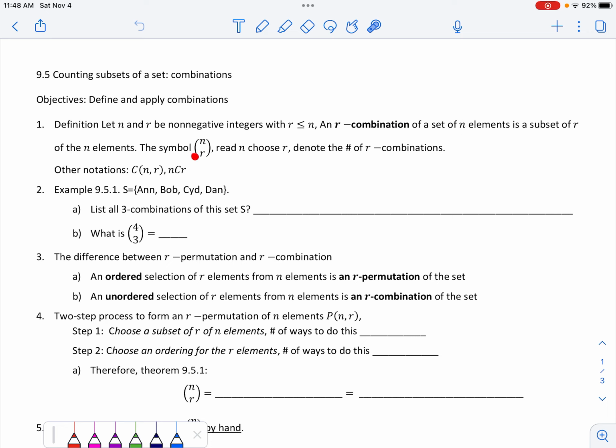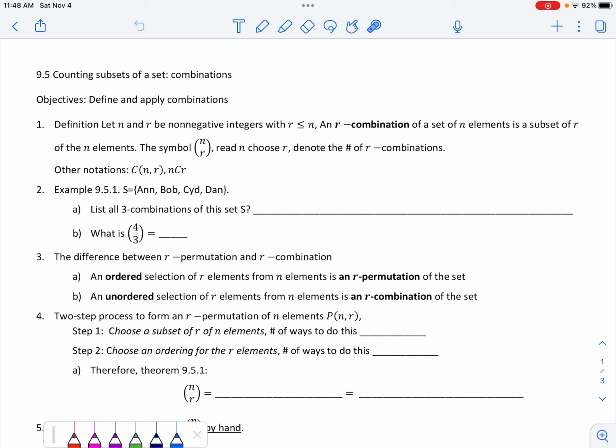Now this symbol, which we read as n choose r, denotes the number of r combinations. Other notations can be C of n, r or nCr, n choose r. Let's first try to make sense of what an r combination is by looking at this example.